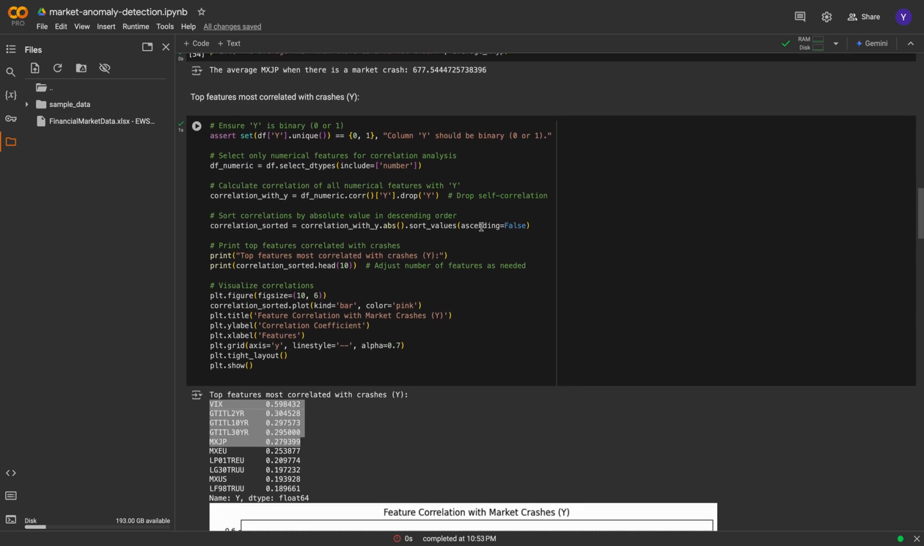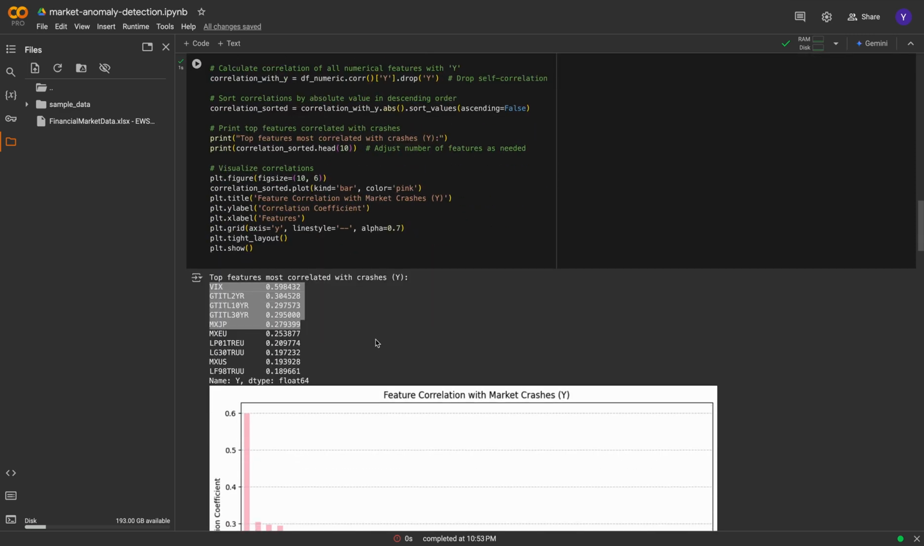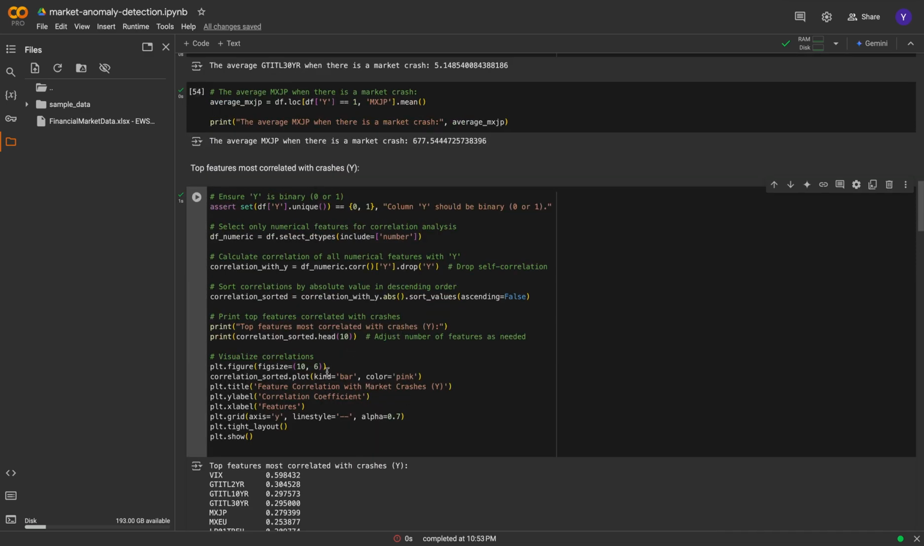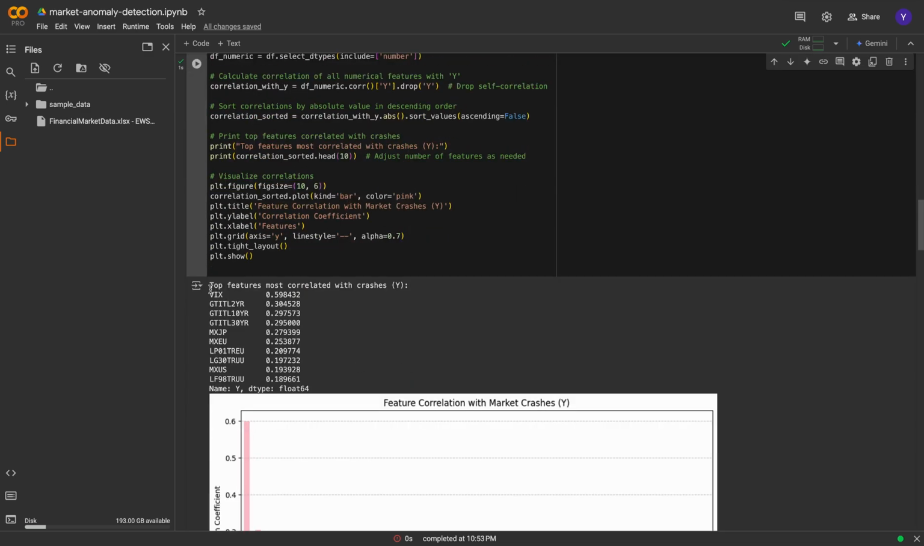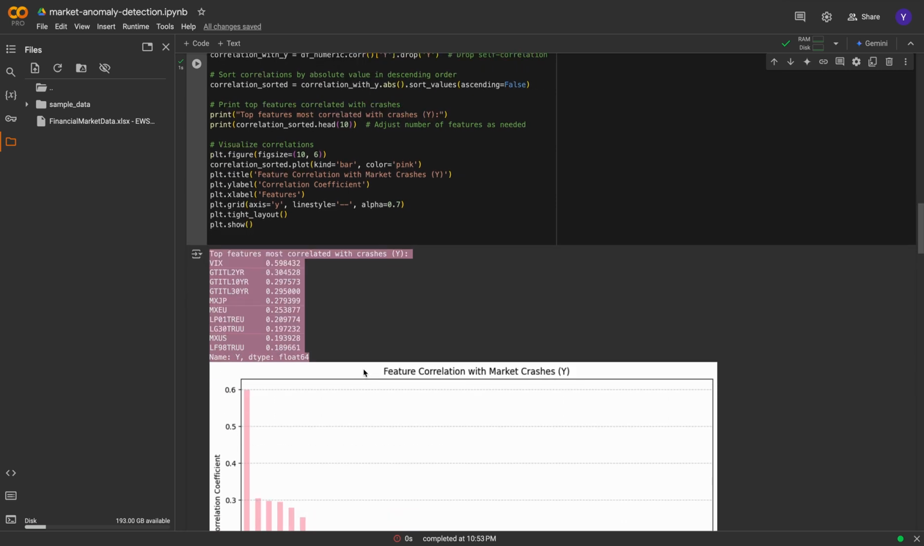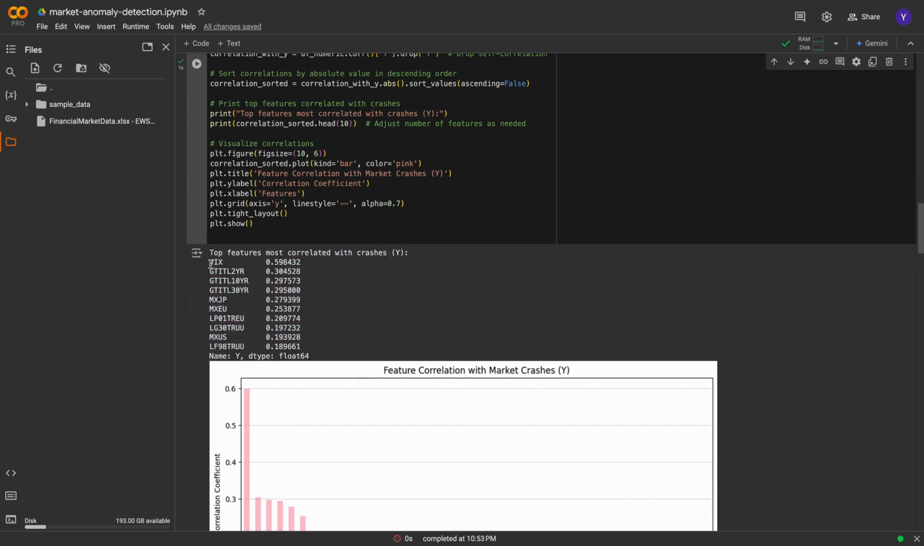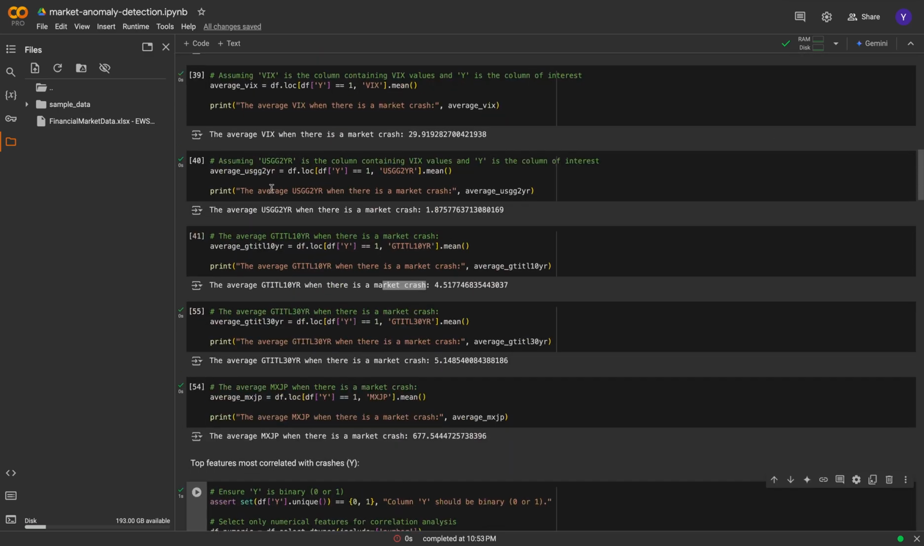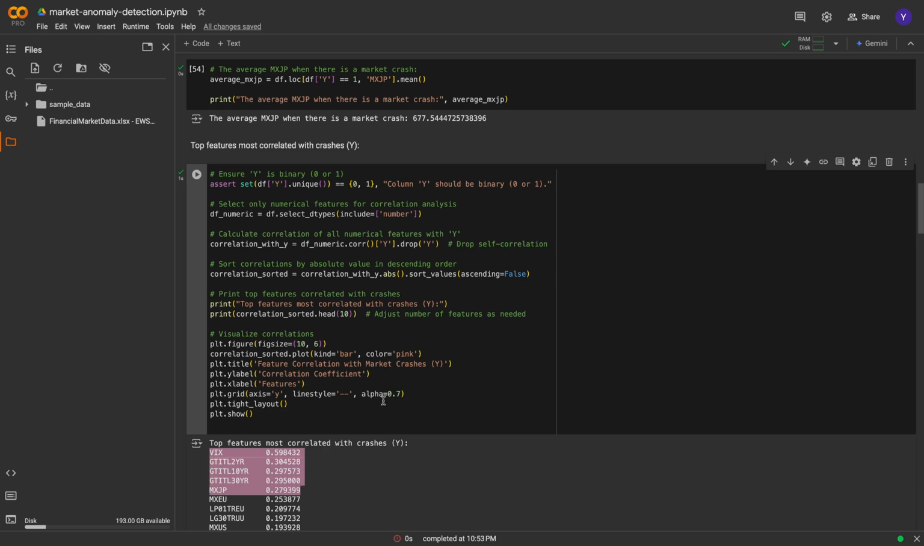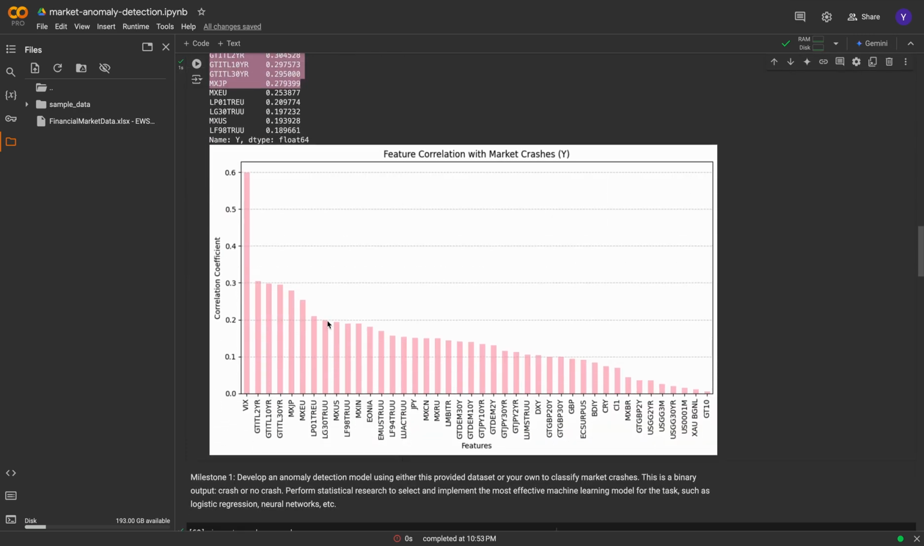I got the top features most correlated with crashes, and I obtained 10 of them. So these were the top features that were most correlated with crashes. And I pretty much worked with 5 of them. And that's how I got the 5 over here, by looking at this chart over here.